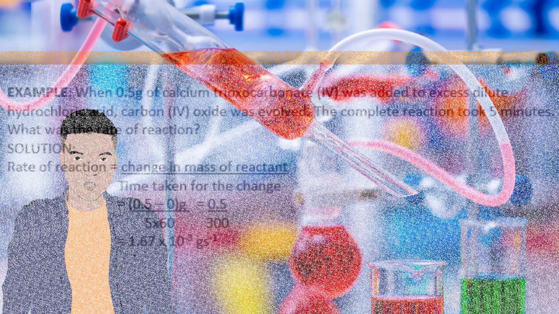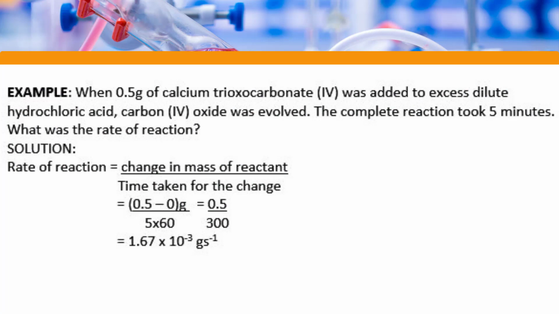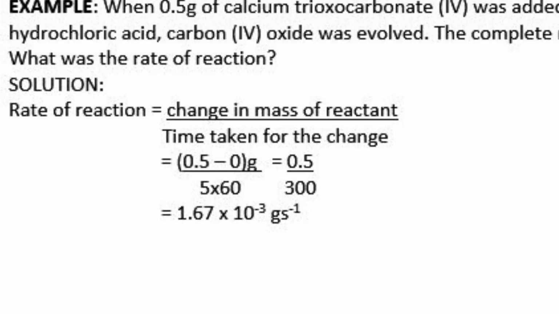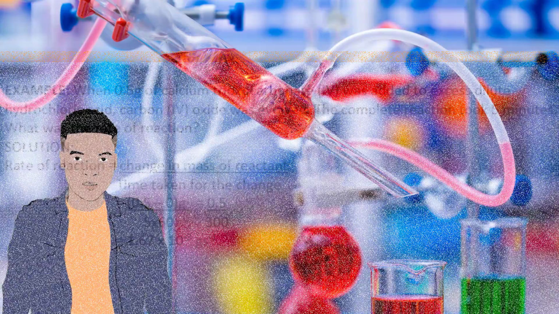Example: when 0.5 gram of calcium trioxocarbonate IV was added to excess dilute hydrochloric acid, carbon IV oxide was evolved. The complete reaction took 5 minutes. What was the rate of reaction? Solution: rate of reaction equals change in mass of reactants over time taken for the change, that is 0.5 minus 0 gram over 5 times 60, to give 0.5 over 300, which equals 1.67 times 10 raised to power minus 3 gram per second.